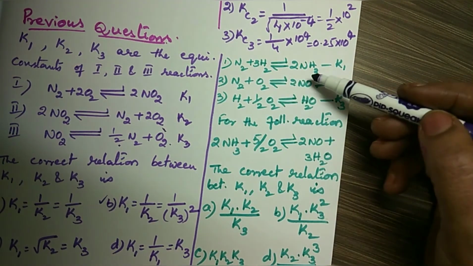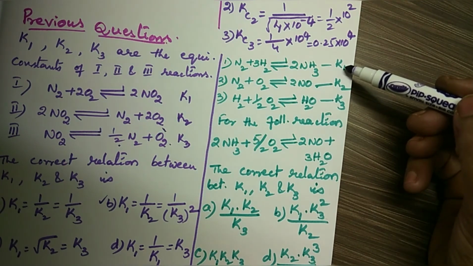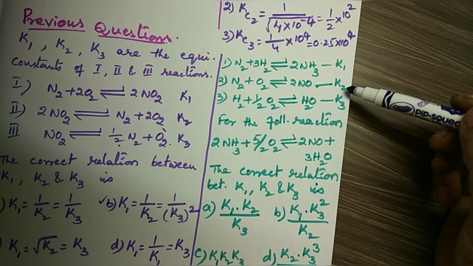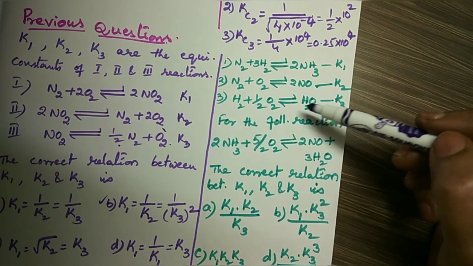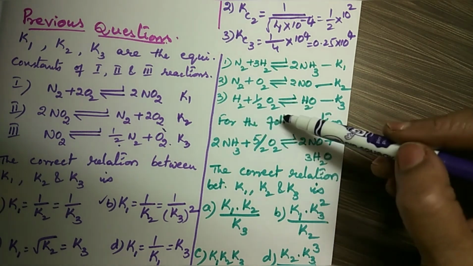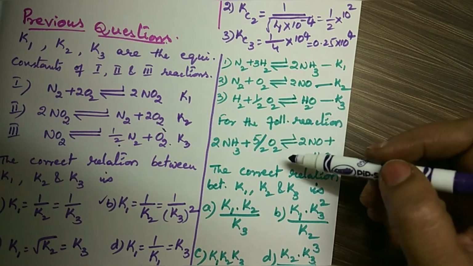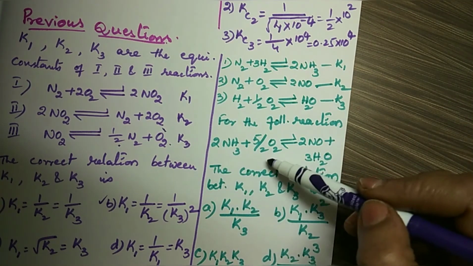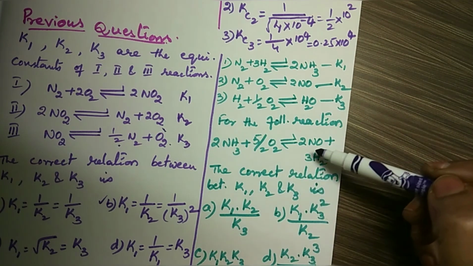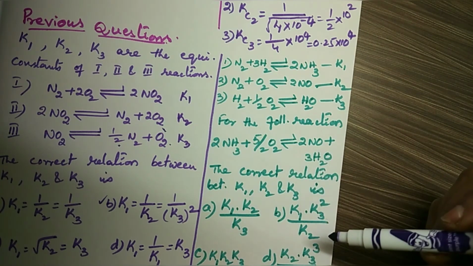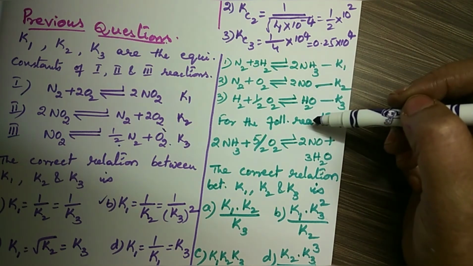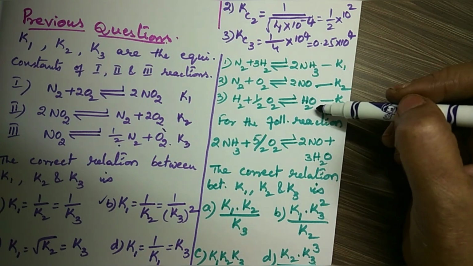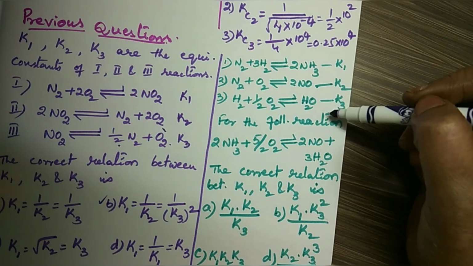Next, another example, this is one more interesting question. N2 plus 3H2 giving 2NH3, K1 is the equilibrium constant, and N2 plus O2 giving 2NO, K2 is the equilibrium constant. Formation of water, 1 mole of water from H2 and half O2, K3. Another question is given. The actual question is 2NH3 plus 5 by 2 O2 giving 2NO plus 3H2O. In the first, second, third reactions, formation of ammonia, formation of nitric oxide and formation of water are given: K1, K2 and K3.